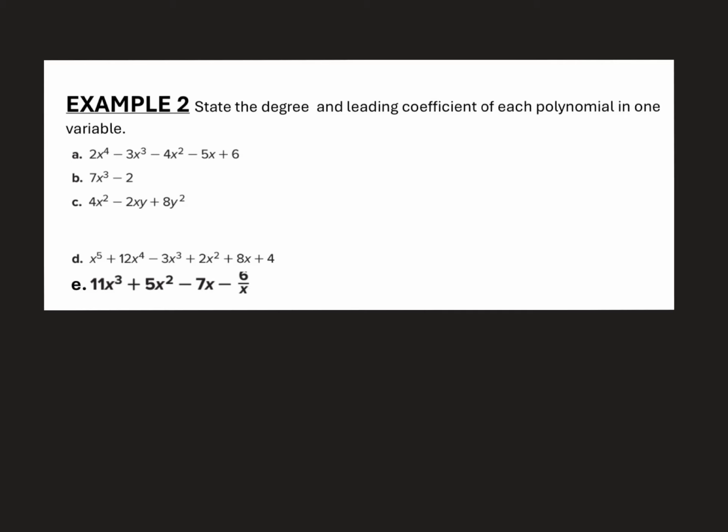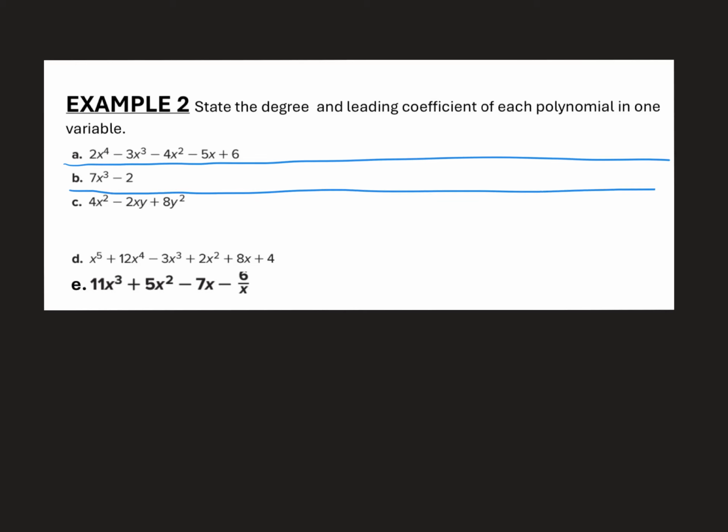So let's check that. Letter A, is there one variable there? Yes. X is my variable, and it has all positive exponents, so that is a polynomial in one variable. Letter B, is that a polynomial in one variable? X is my only variable. You could also have Y, but we're focusing on X. X is my variable, and the only degree there I have is positive.